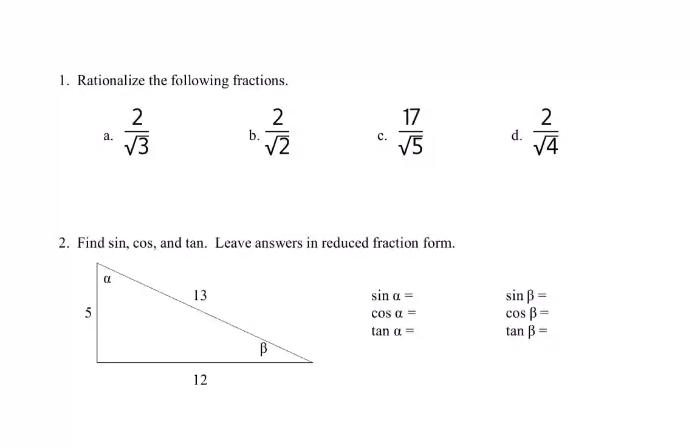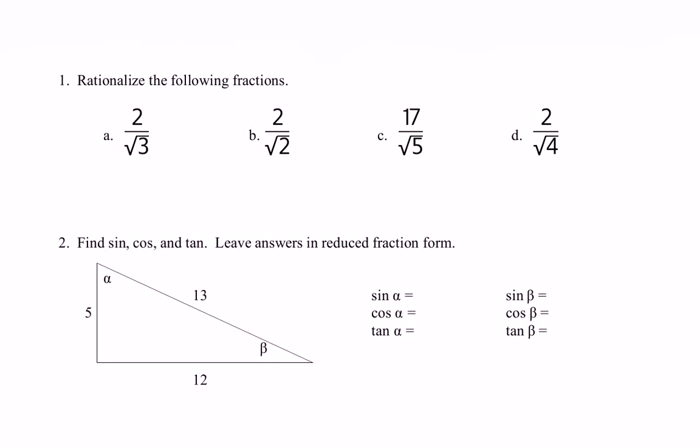Okay, turn to the back of page 106, and we're just going to review a couple really basic things before we talk about finding sine, cosine, and tangent in different quadrants. And the first thing is rationalizing fractions. We touched on this a little bit, but rationalizing a fraction means getting any square roots out of the denominator.